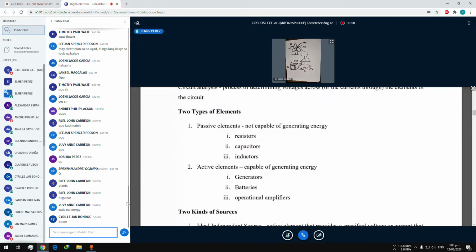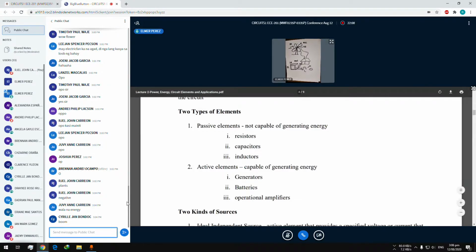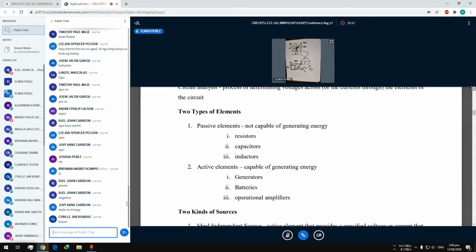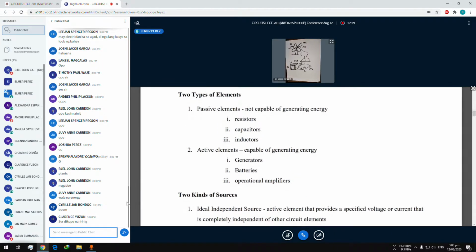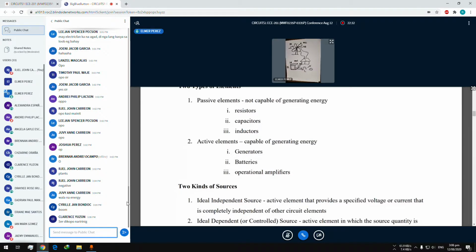Okay? Diodes. How about diodes? Yung mga diodes, yun yung pinaka element ng sa ECE. Diodes, transistors, mga amplifiers, mga ganyan. Basta passive elements, they're not capable of generating energy. And the active elements are capable of generating energy like battery, generators, and operational amplifiers. So this is the difference between passive and active elements. Yung generation of energy. Passive cannot, they're not capable. Active, they are capable.